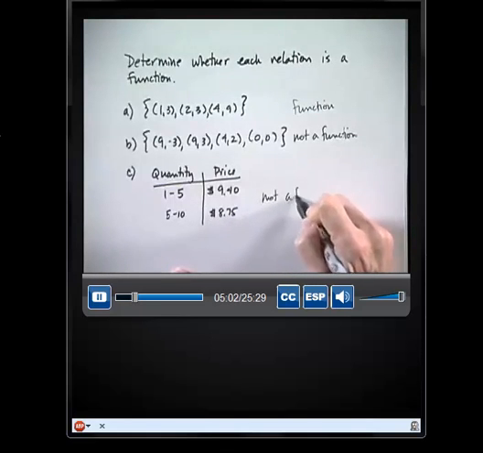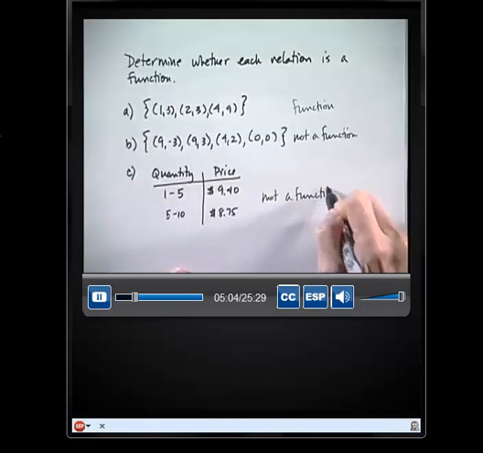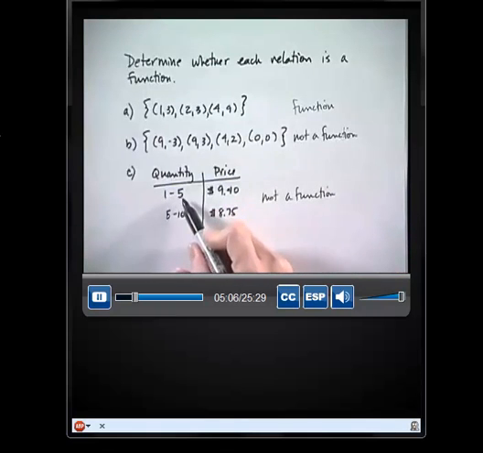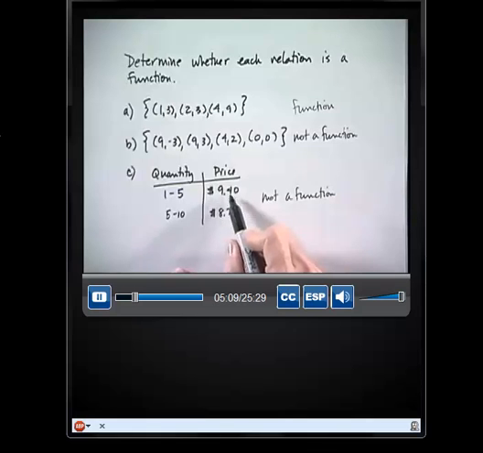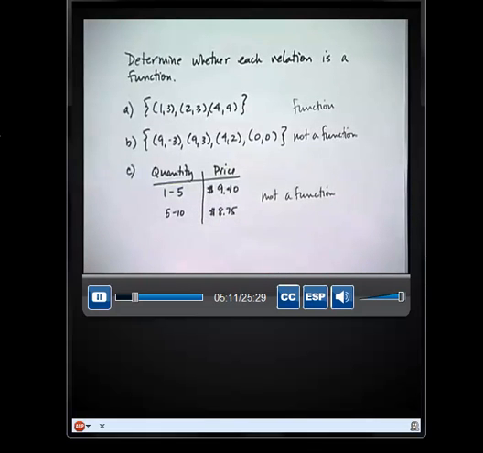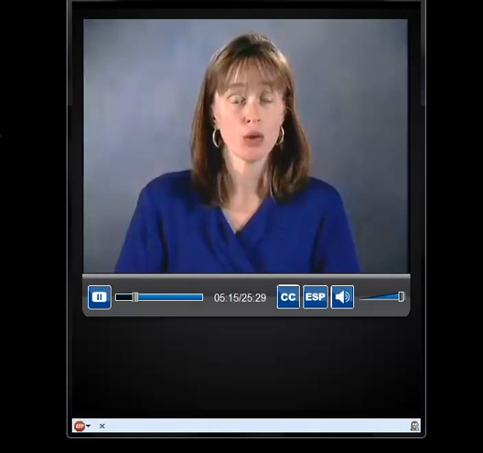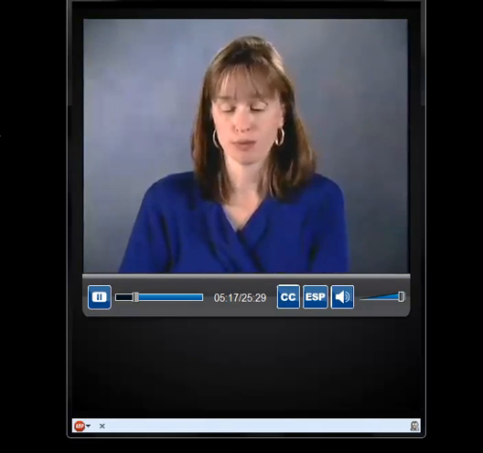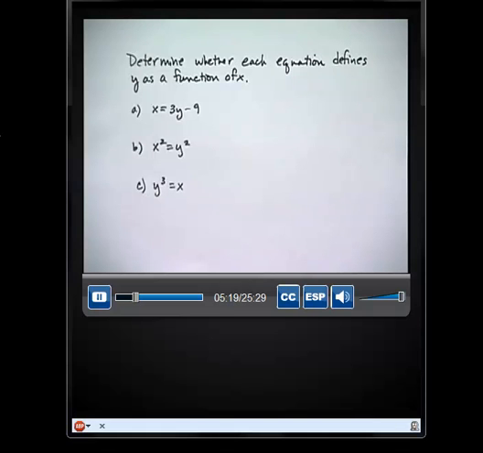This is also not a function specifically because of the quantity 5, which is paired with a price of $9.40 as well as with a price of $8.75. Now functions can also be written as equations. For example, here we want to determine whether each equation defines y as a function of x.